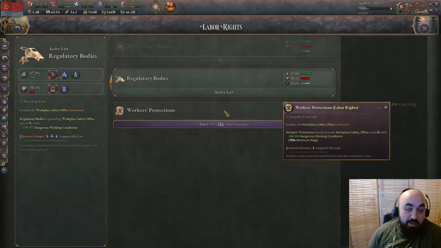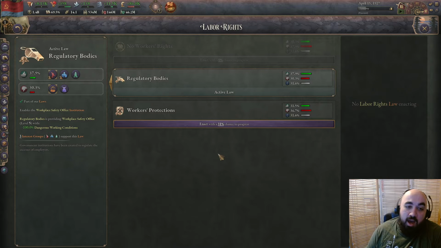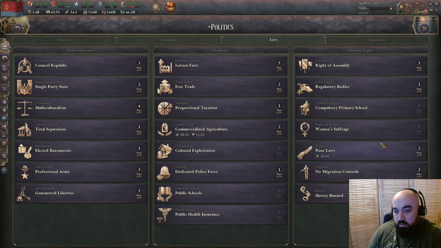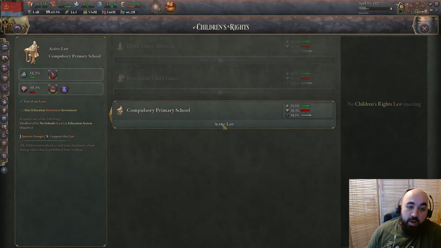And this might be something I experiment with in the near future to try and get a better handle on this, or to confirm that I still think it's bad. If it's at lower levels, I think it's good, or better, but then we're not getting the max dangerous working conditions, which I think is the more important thing. Really wish this was split between two laws, minimum wage and workers' protection. But okay. Moving on to children's rights.